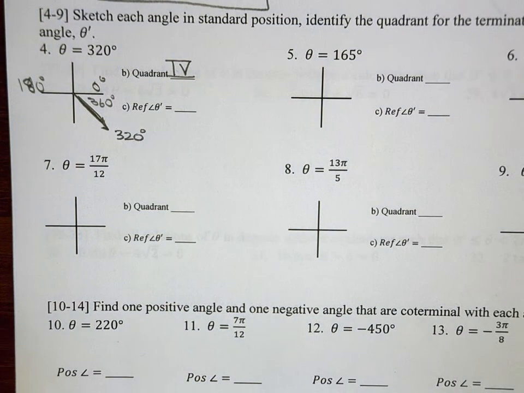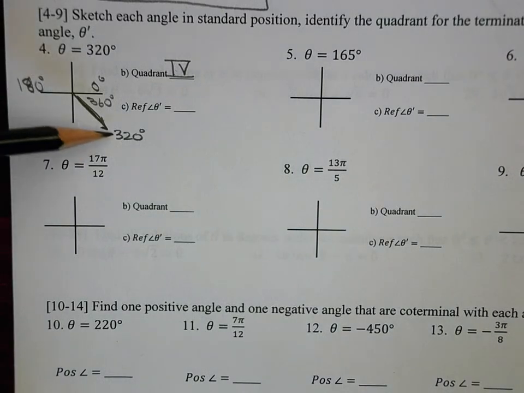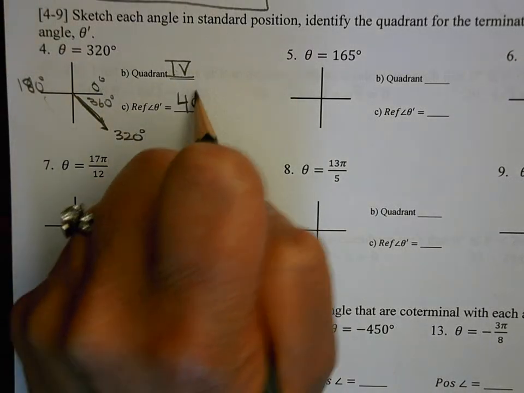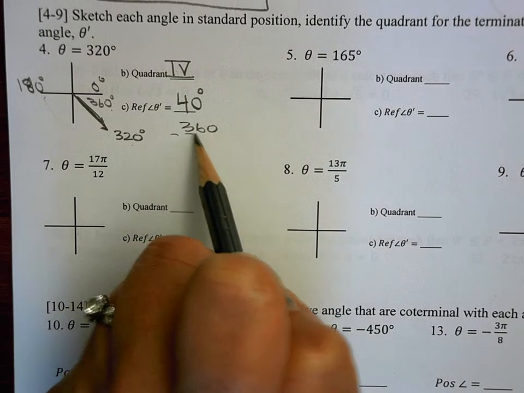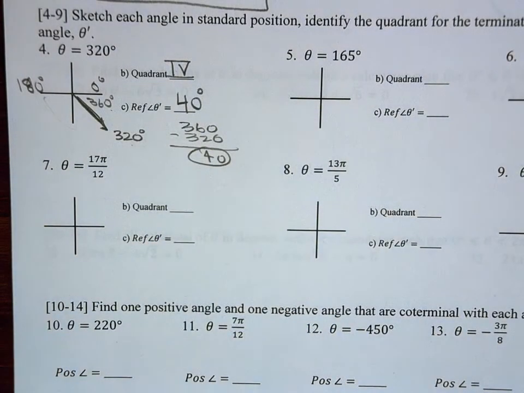And so remember, my reference angle is the shortest distance or shortest rotation to the x-axis. So if I want to get back to the x-axis, do I want to backtrack to the 180 or go forward to the 360? So the shortest rotation would be just to keep going forward to 360, and so my reference angle would be 40 degrees. And so I just did 360 and then subtracted 320. And so there's my reference angle.